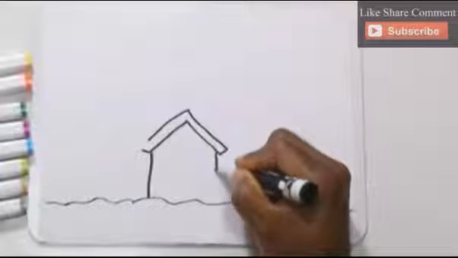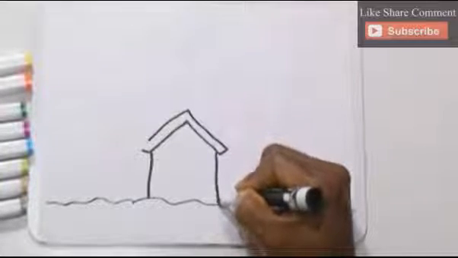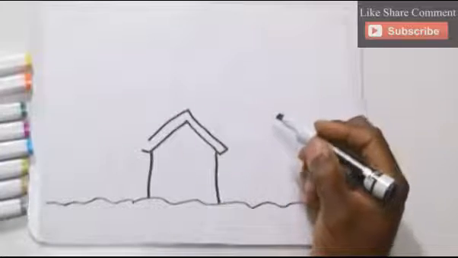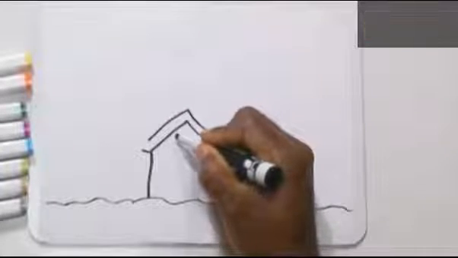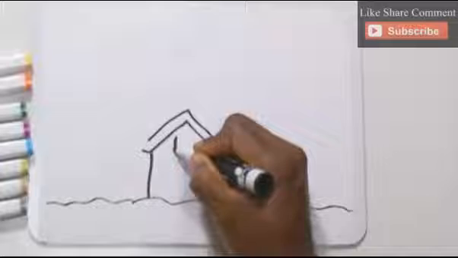We're drawing the walls going down. Let's put a window at the top right here.